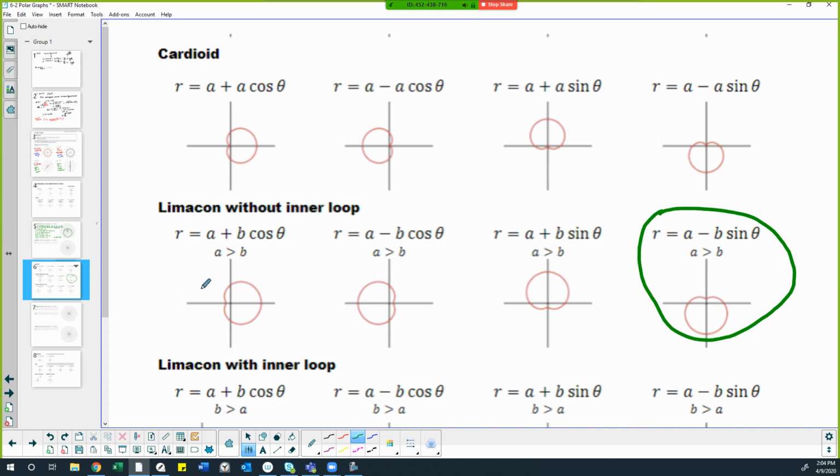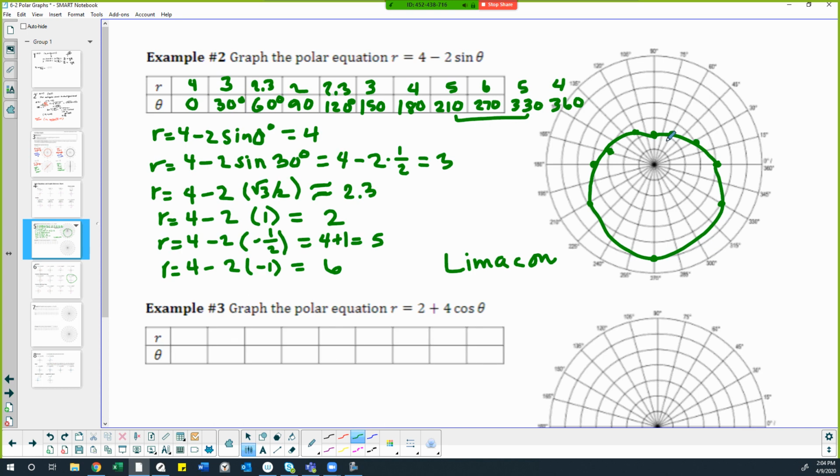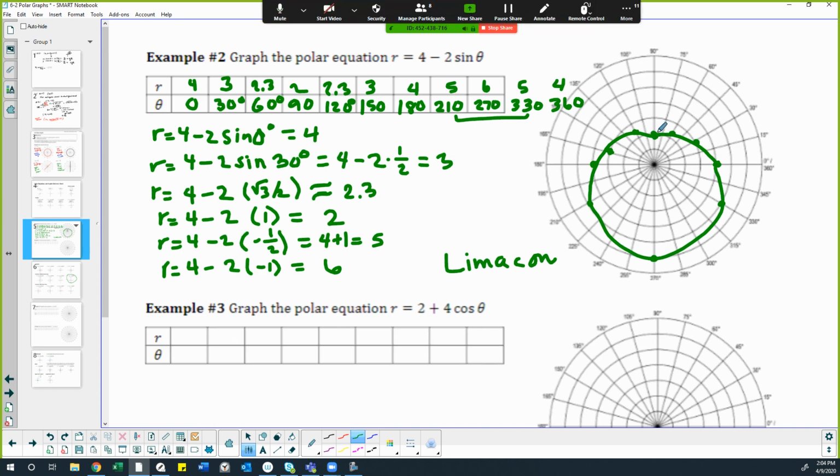And then, so a cardioid is actually going to intersect at 0, 0. The limacon is a little bit off. So in that case, the one we just did has a point at 2, right? Does that make sense?